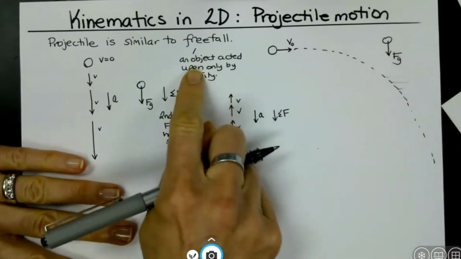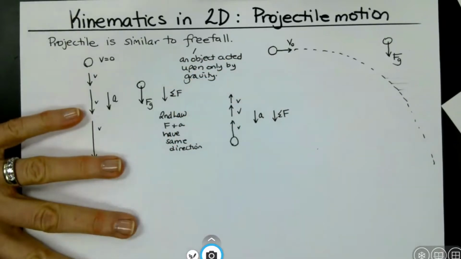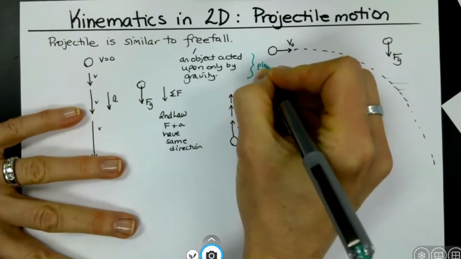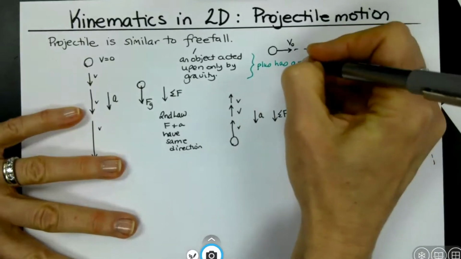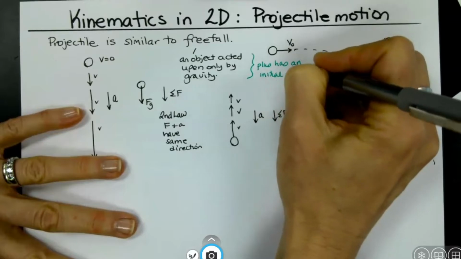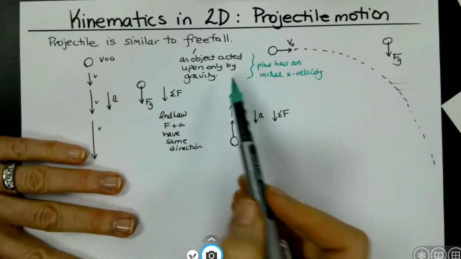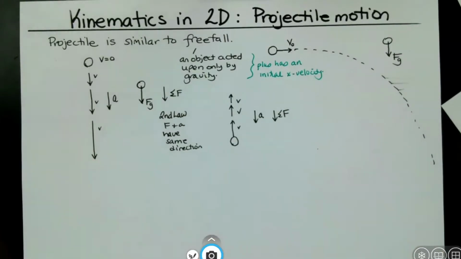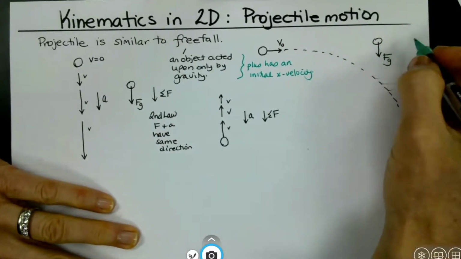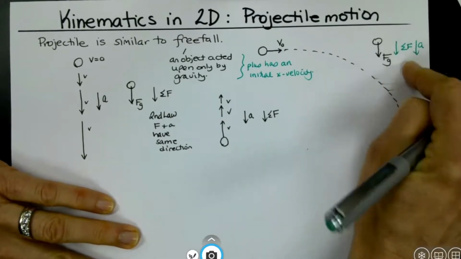So how do you define a projectile differently? Well, the only thing I would add is that a projectile is all of that plus has an initial x velocity. So it's got some sort of push or thrust that gives it an x velocity. But the free body diagram doesn't change. It still looks like this. Therefore, there's still a net force down, which means there's still acceleration down.